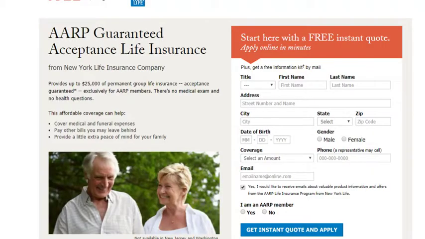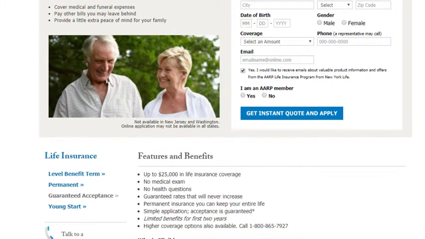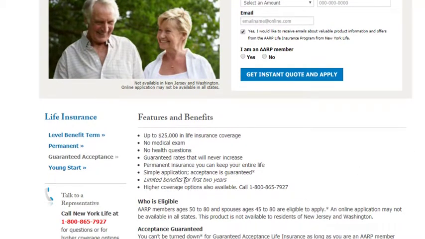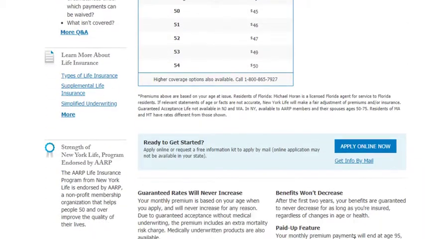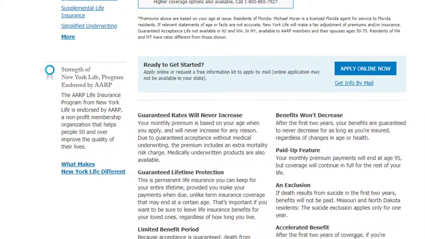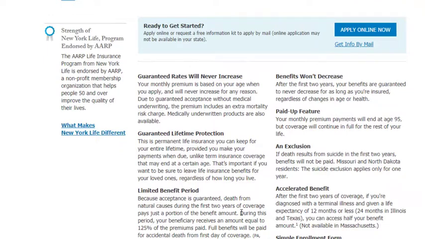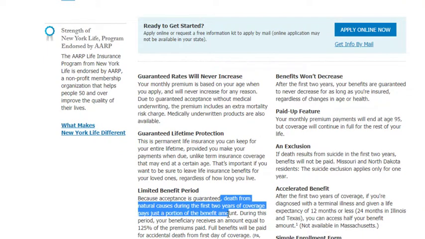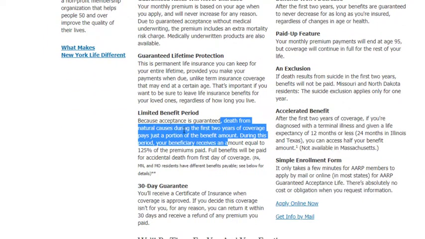Now, the last thing I'm going to show you is the guaranteed acceptance life insurance plan. This is essentially offered through New York Life and AARP when we have an applicant that doesn't qualify for the otherwise guaranteed product. The biggest difference between that and the other permanent product is there's a 2-year waiting period. You can see it right here on the screen. Limited benefits for the first 2 years. I can scroll down and you can see them describe it. There it is. Death from natural causes during the first 2 years of coverage pays just a portion.